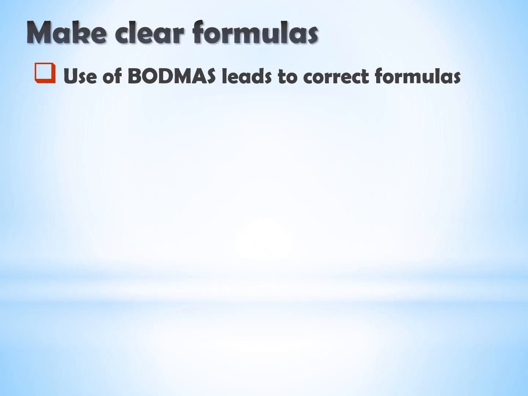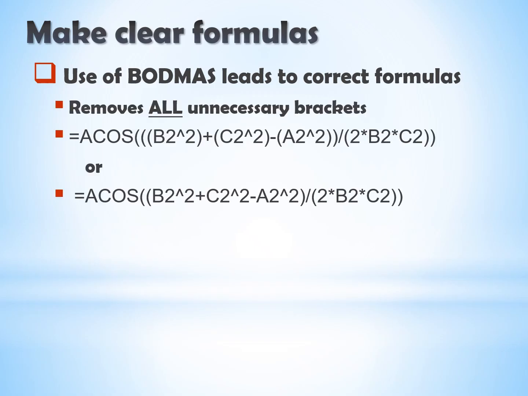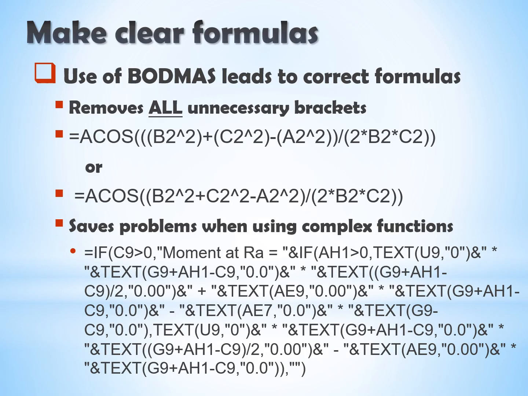Make clear formulas. The BODMAS rule means that mathematical expressions with multiple operators need to be solved from left to right in this order. Remember that division and multiplication are considered interchangeable and depend on which comes first in the expression, as are addition and subtraction. Here you can see an example of a formula initially typed with unnecessary brackets. When BODMAS is applied, it removes all unnecessary brackets. The use of BODMAS can be essential in building complex functions such as this one.